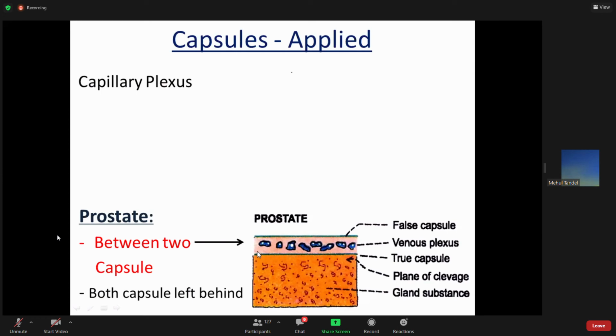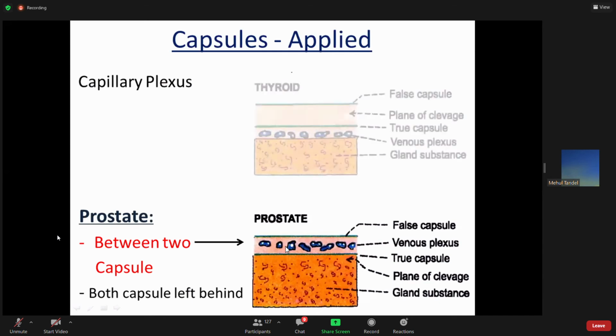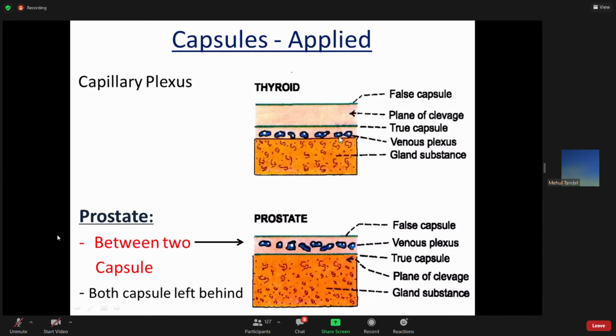Okay, so both capsules are left behind inside the body, to prevent hemorrhage during surgery. But there is a reverse in case of thyroid. In the thyroid gland, the capillary plexus is present deep to the true capsule. It is present beneath the true capsule, so we cannot keep it separate.